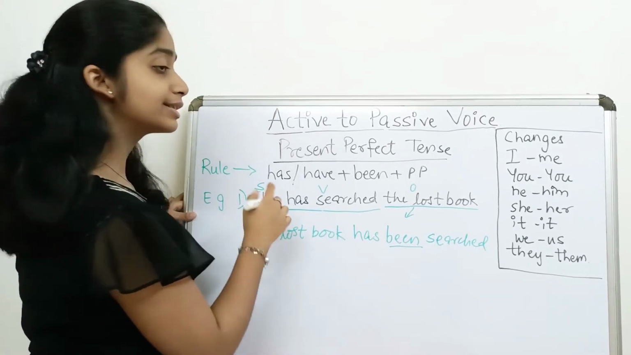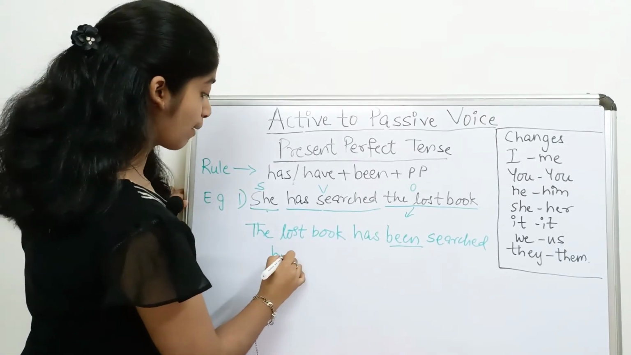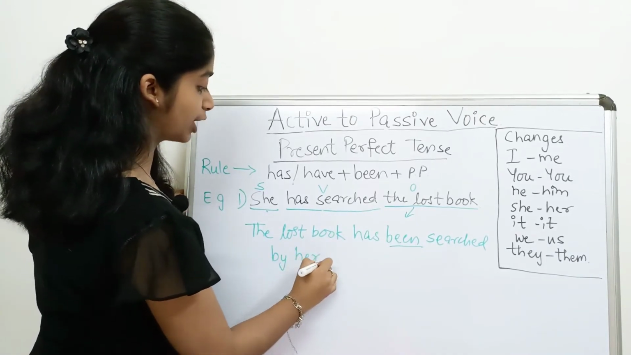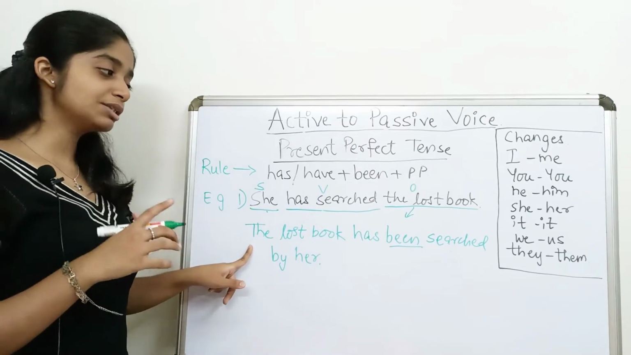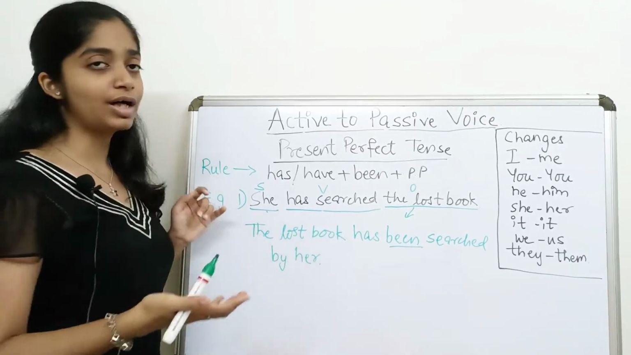and she is the subject. It will come at the end of the sentence. So by her, she will change to her. The lost book has been searched by her. This will be the final answer.